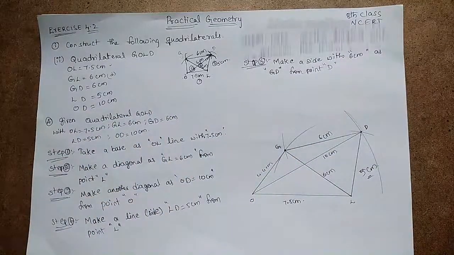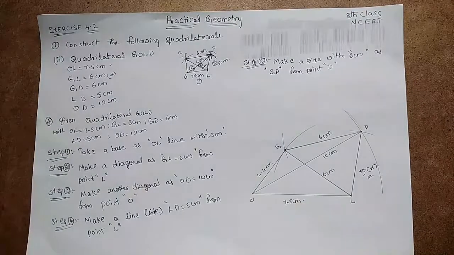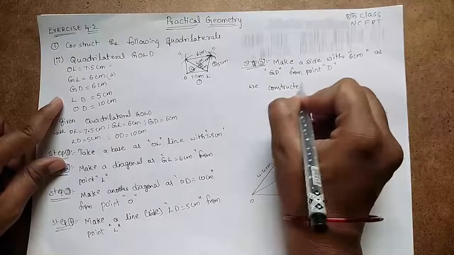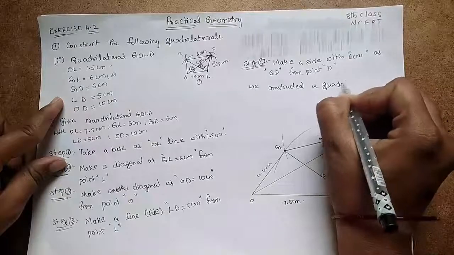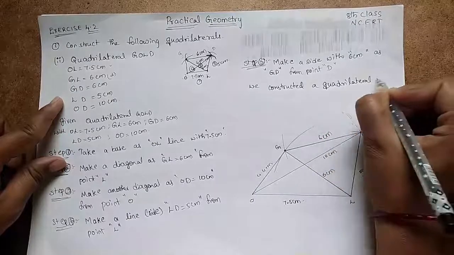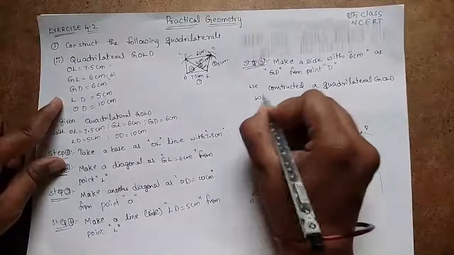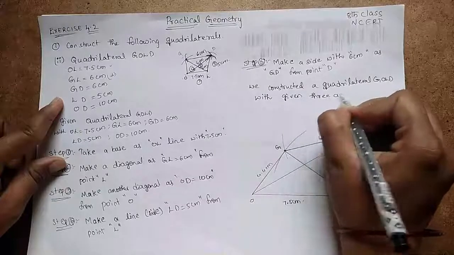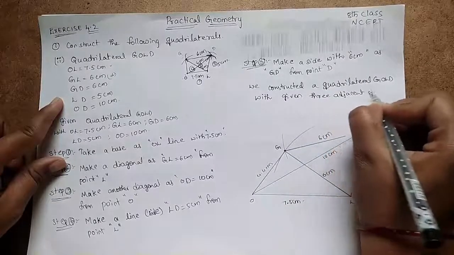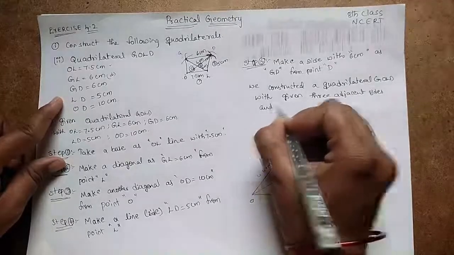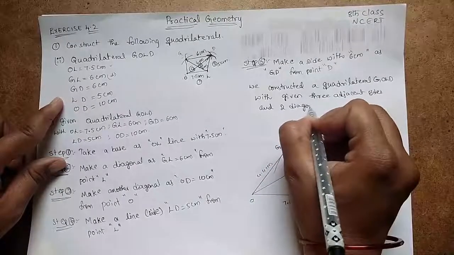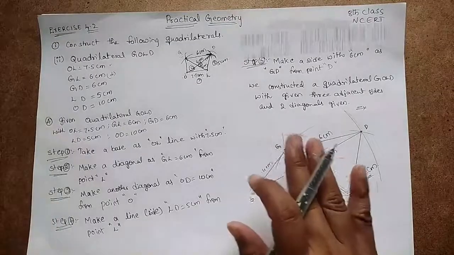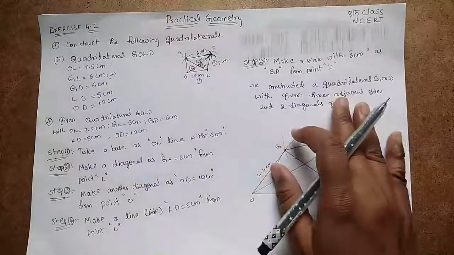So this is the quadrilateral we constructed. So finally, the result: we constructed a quadrilateral GOLD with the given 3 adjacent sides and 2 diagonals. So this is about the construction of a quadrilateral with given 3 sides and 2 diagonals.